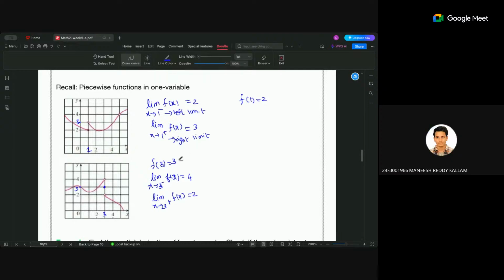Ma'am, someone has raised their hand. Yes, please ask. Could you explain this one, 3 minus and 3 plus, please, once? See, when you are approaching 3 from the left side of 3, where is the function ending? 4. That's why the left hand limit is 4. Same way, when you are approaching 3 from the right side, where is it ending? 2. That's why the right hand limit is 2. Clear? Okay, fine.